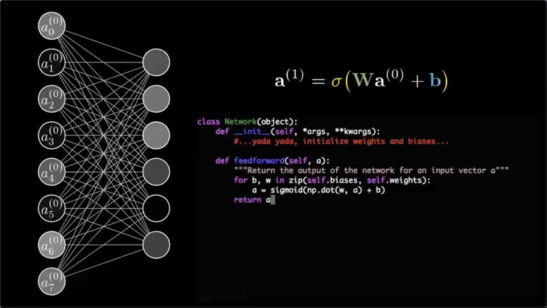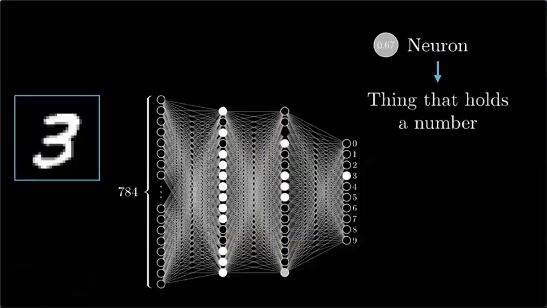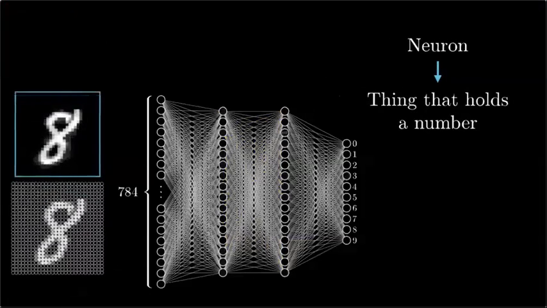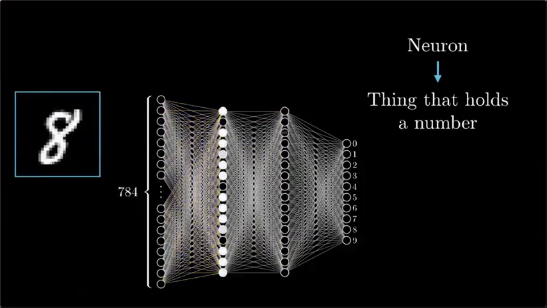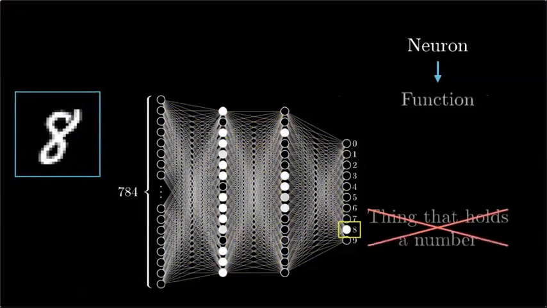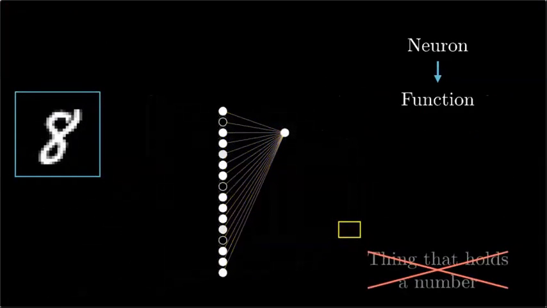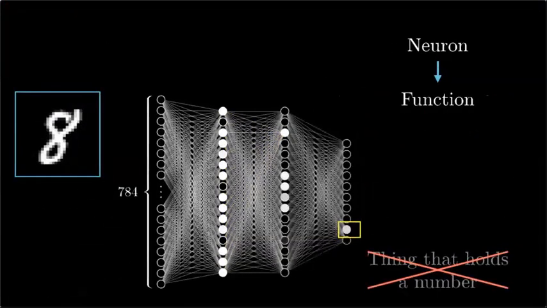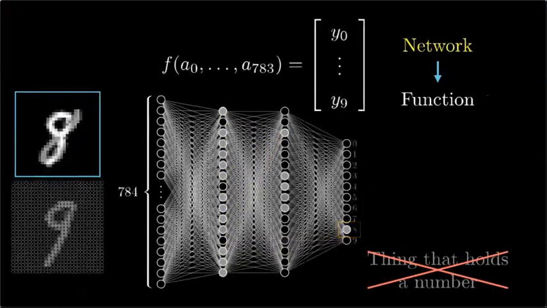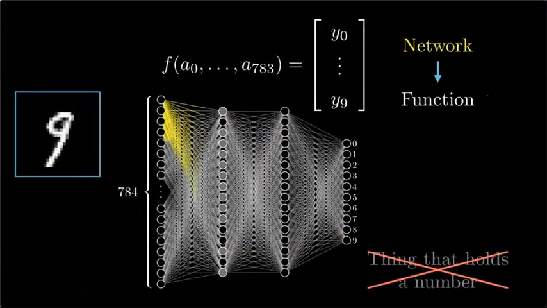Of matrix multiplication. Remember how earlier I said these neurons are simply things that hold numbers? Well, of course, the specific numbers that they hold depends on the image you feed in. So it's actually more accurate to think of each neuron as a function, one that takes in the outputs of all the neurons in the previous layer and spits out a number between 0 and 1. Really, the entire network is just a function, one that takes in 784 numbers as an input and spits out 10 numbers as an output.